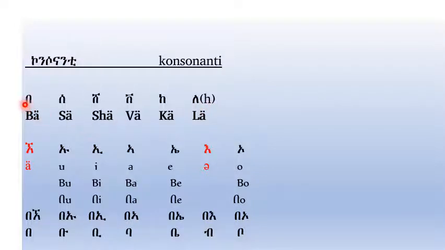So this is our B, equivalent to Swahili Ba, Se, Sa, She, Sha, Ve, Va, K, Ka. But we don't write like this. I'm just simply matching the equivalent of what Swahili used for B's and S's and Sh's, and what Amharic used for those. But later on we find the exact match, the exact sound with the exact consonant. Okay? Good. So B, S, Sh, V, K, L.